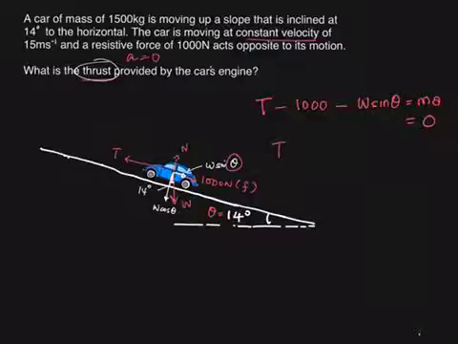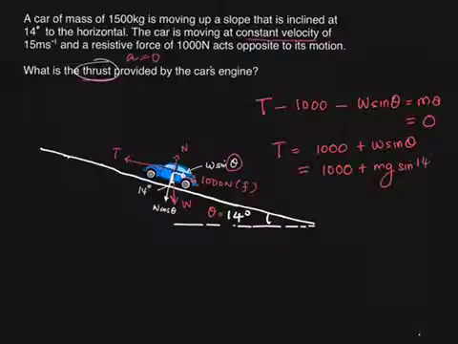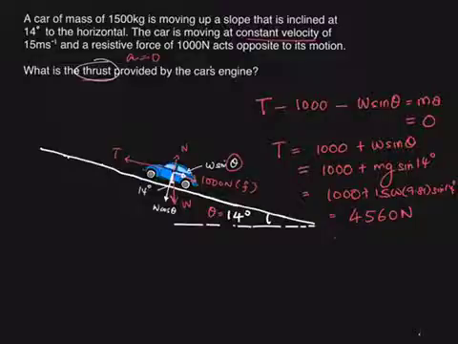So, the forward thrust is equal to the opposing force plus the component of weight acting downwards. And we can put this in: 1000 plus mg sin 14 degrees. You substitute in the values: 1000 plus 1500, which is the mass, times 9.81 times sin 14 degrees. You solve it, you get 4560 Newtons, and you can also round it to 2 significant figures, which is 4600 Newtons.